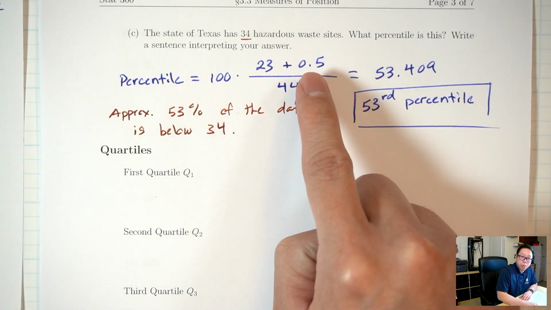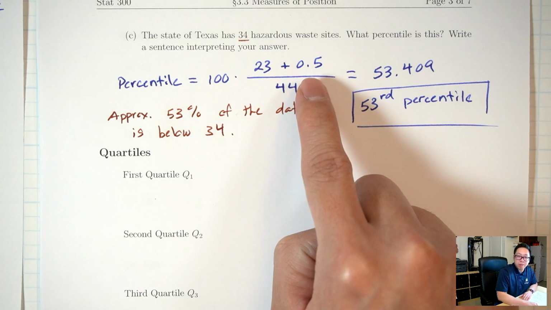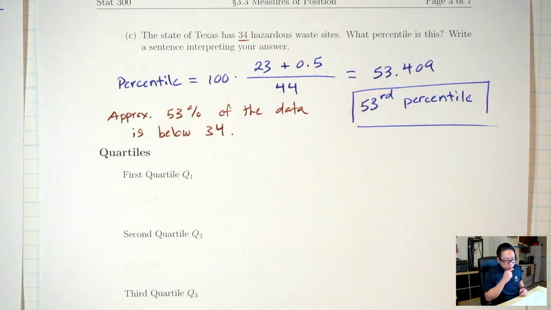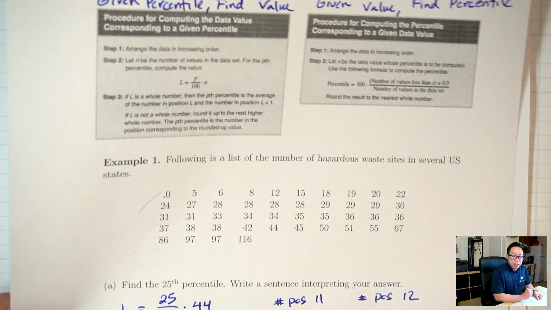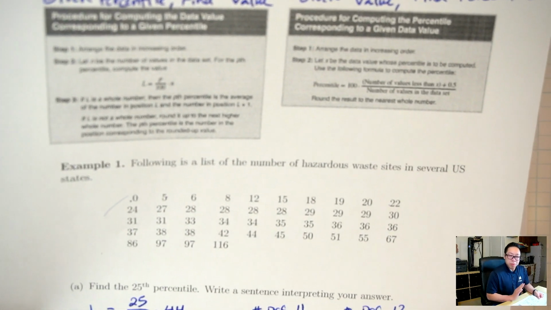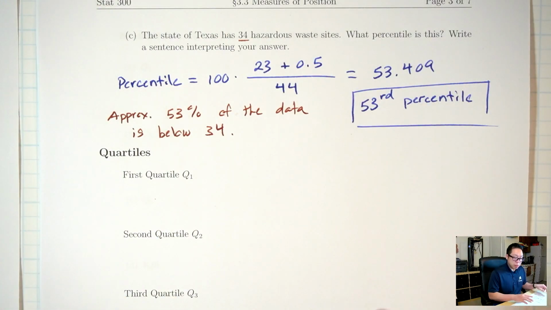The question is, where does this 0.5 come from? And that 0.5 comes from people not agreeing. So when we say we're counting how many is below 34, the question is, should you include 34 or not include 34? When I counted, notice I didn't include 34. I started with the 33 and I counted. So I don't include the 34, and that's the way that we're going to do it in this class.